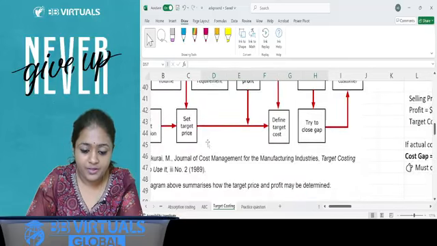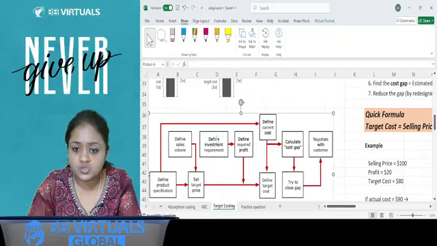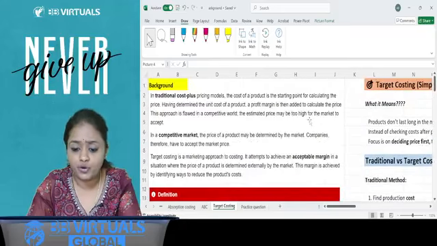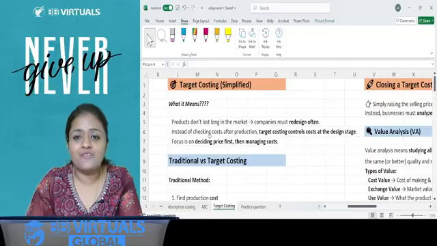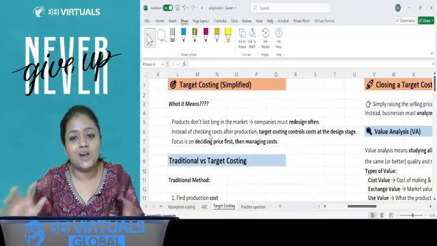Okay, now this is again just a summary that I have posted here from a source. I have given the source so that it helps you with the flow that we have already discussed.